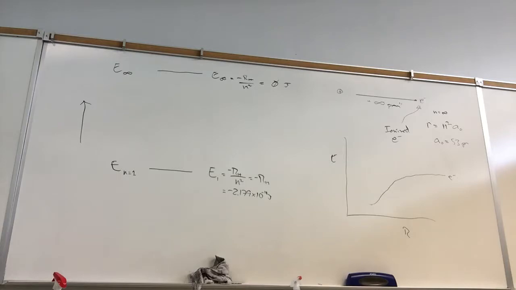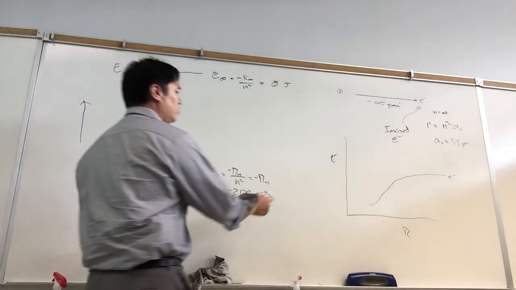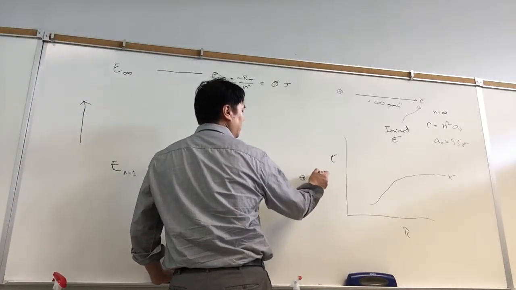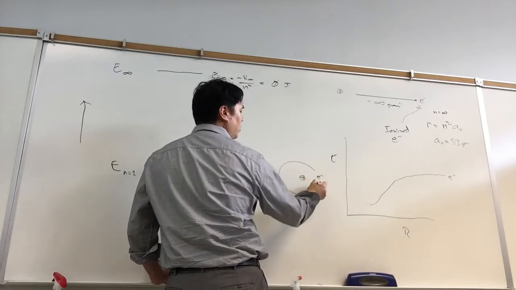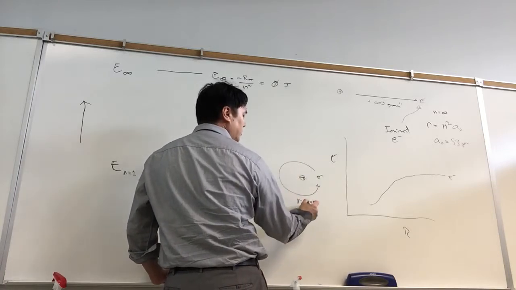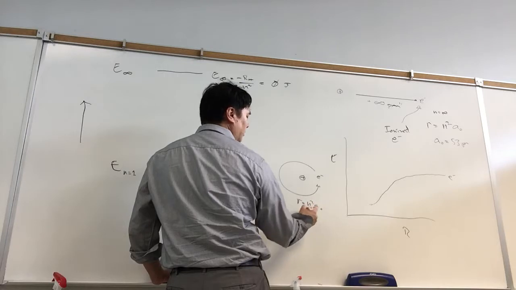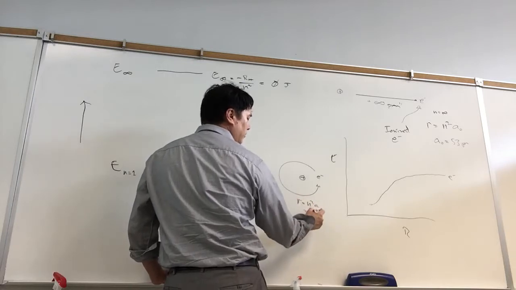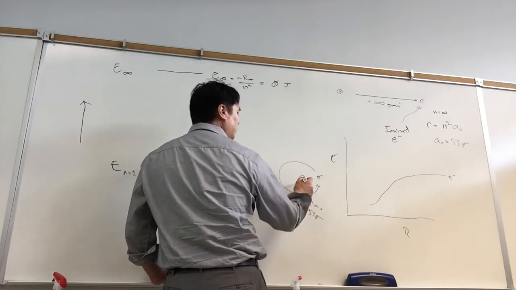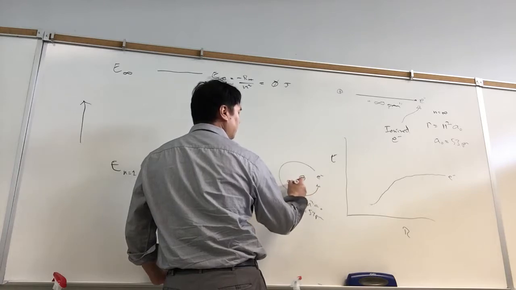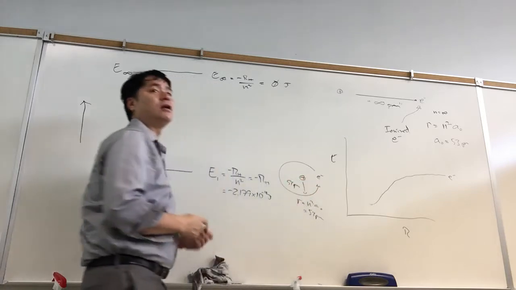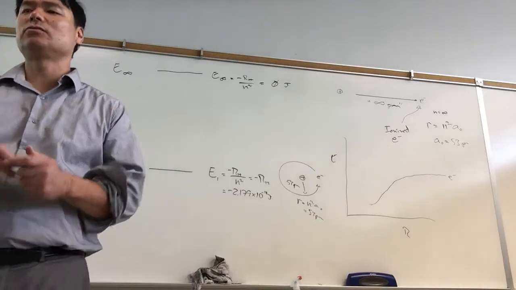And so why doesn't the electron, at the first orbit here, orbiting at what radius? Well, the radius is equal to n squared a naught. And so the first orbit is at 53 picometers. At 53 picometers, that's an allowed orbit. This is an n equals 1 orbit.